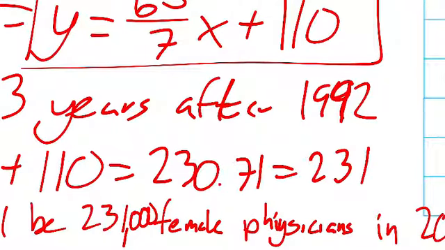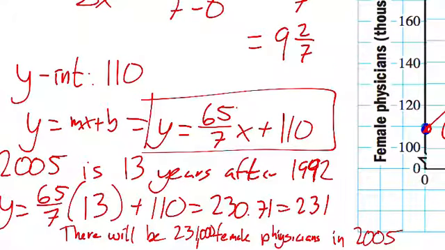It's not going to be perfect, but it's going to be a pretty good approximation. There might be a few more, there might be a few less, maybe even a few thousand, but it's going to be around 231,000 female physicians in 2005.